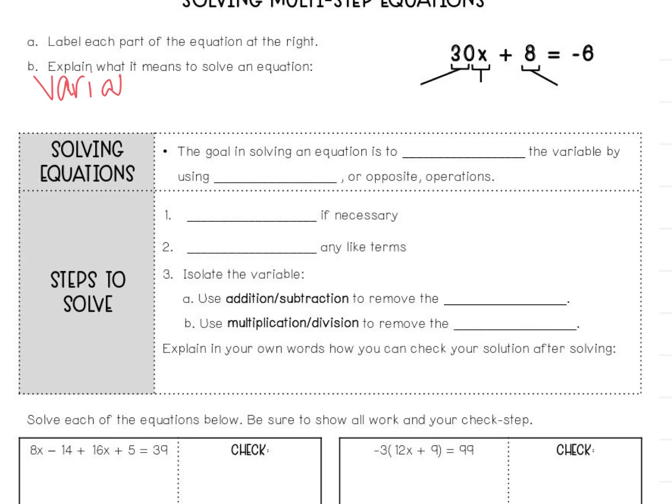We talked about variable. We talked about constant, and we talked about coefficient. So I want you to take a minute, and I want you to place those words in the right spot. All right, what do we think? Where did you start?